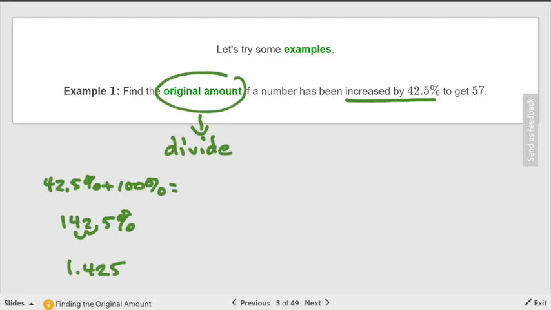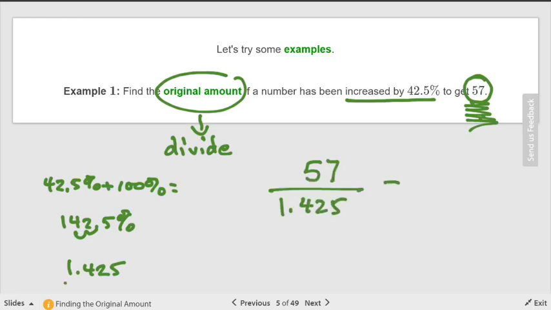But the rules never change. That's the beauty of the math. Question? If it's increasing, it's always plusing, and decreasing is minusing. Yeah. All right. So, what's our new number? Here we have 57 is what we started with, divided by 1.425. And what does that give me? 40. So that means the original number I started with was 40. So 40 increased by 42.5% is 57.